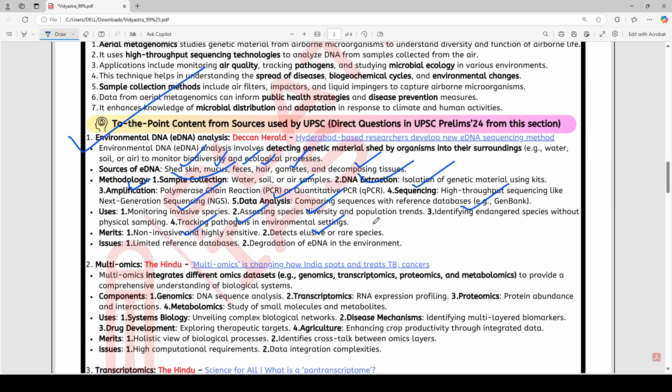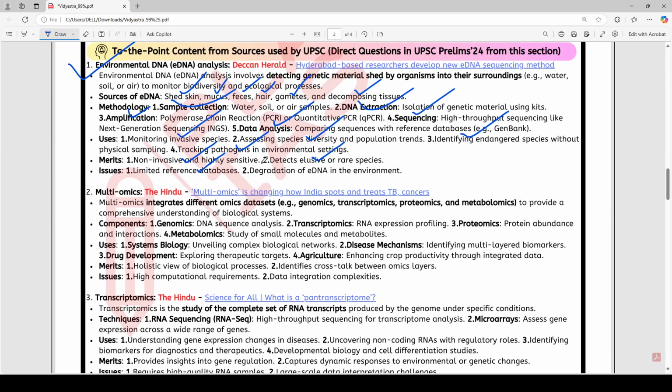Environmental DNA analysis. Now there is this limited reference database and degradation of eDNA in the environment. What is the issue? As I said, this DNA is not extracted directly, it is extracted through indirect sources like shed skin. Now it is not like the skin that you have shed will remain in the environment for a whole year. So it can degrade and it can be lost. So we might not be able to detect some species which are existing in that population.